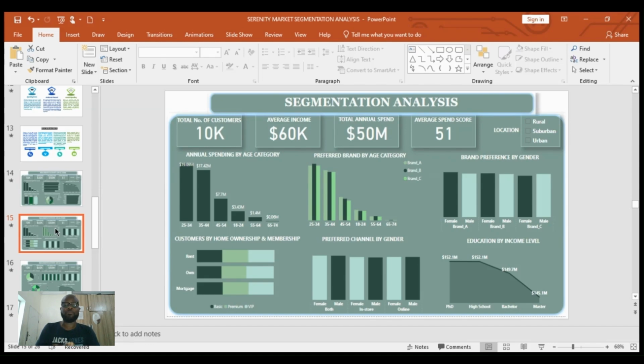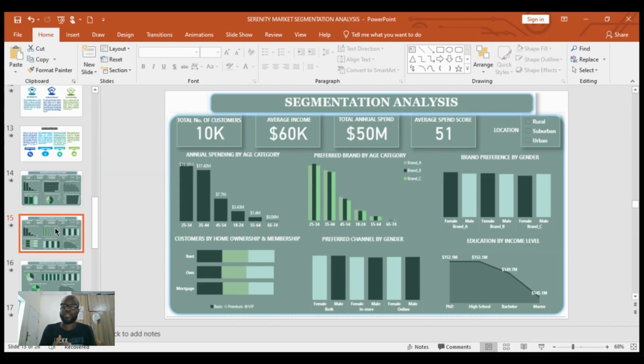And we look at customers based on home ownership and their membership level. And we discover that customers that own homes tend to favor the VIP membership more. And then in terms of channel of shopping, we discover that there's really no preference between male and female in terms of shopping online or in-store visit. So we discover that there is really no difference in their shopping pattern.